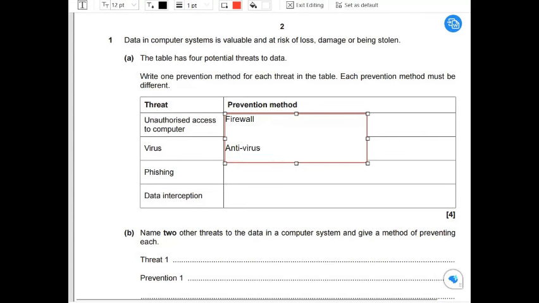It's antivirus, or we could say anti-malware, one of the two. Or another way would be network restriction, so not allowing users to download software, for instance, or just download any old attachment because it could have a virus or Trojan or a worm attached to it.